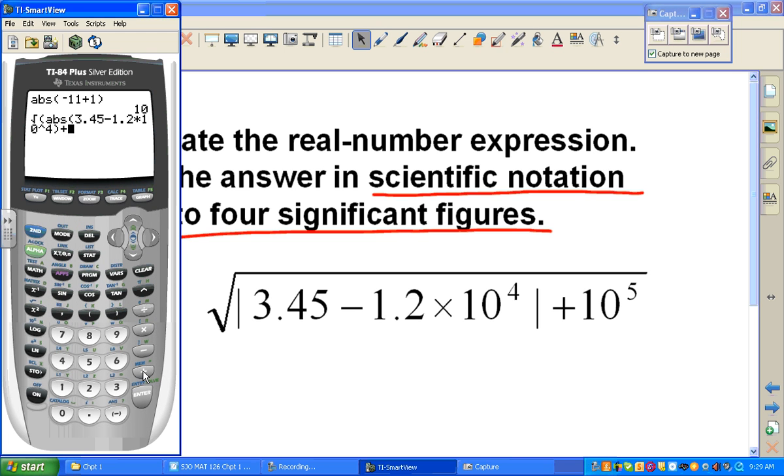And then I'm going to put plus, and watch how I'm going to do this last one. I'm going to do 10, and instead of putting times 10, or actually I'll just do 10 to the 5th. I was going to do something else, but that's okay. 10 to the 5th. And then I close it off with a right-hand parenthesis.